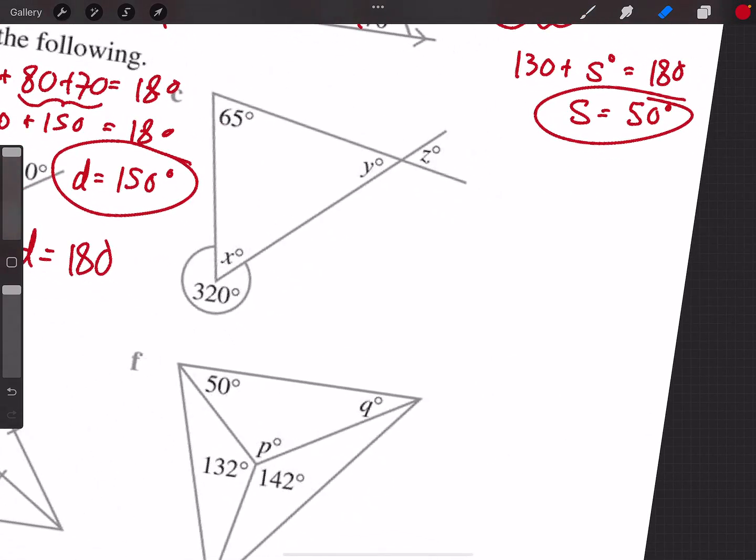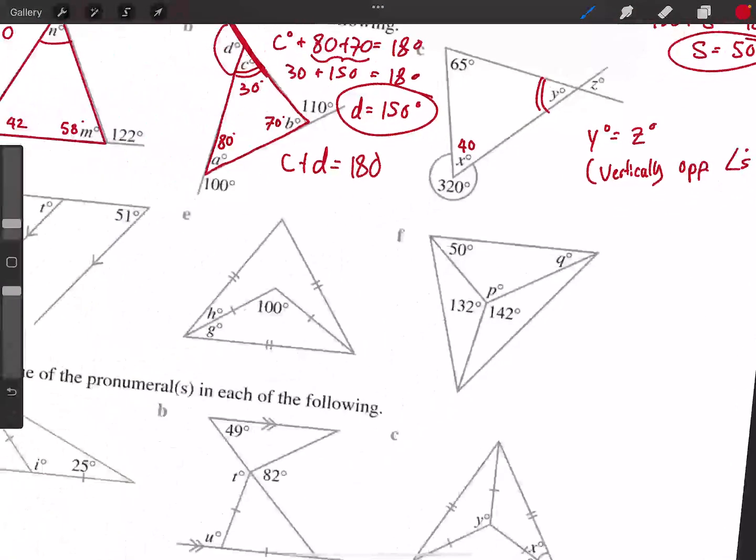Question C. Let's see. Okay. X plus 320 makes a revolution, which is 360. Because you got 320 here, you just have to add one more angle X and you make a full revolution, which is 360 degrees. So X must equal 40 degrees. Use angle sum of triangle to find Y, and the angle Y is also equal to angle Z. And the reason for that is because these are vertically opposite angles. So work it out. I'm not going to do that one.